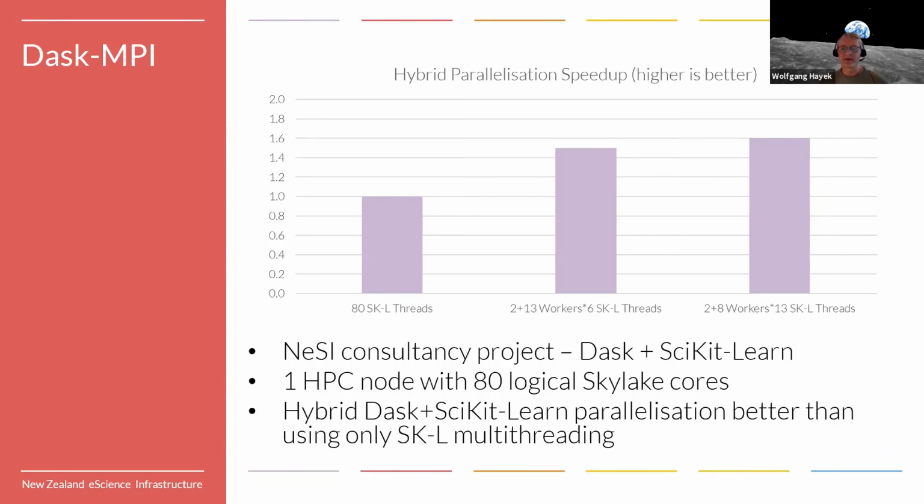The baseline is running 40 physical Skylake cores, which using hyperthreading translates into 80 logical cores on an HPC node. So at first only using scikit-learn multi-threading, and then combining that with Dask MPI, where in the first case, it's 13 workers, and then the scheduler and the first worker. And each of the workers runs with 6 threads for scikit-learn, and then a different mix on the right-hand side. And as you see, you get a 60% speed boost by combining this kind of parallelization. And of course, what I don't show here is that you get the ability to run on more than 1 node. So with Dask MPI, you can run on 100 nodes if you have as many as that.